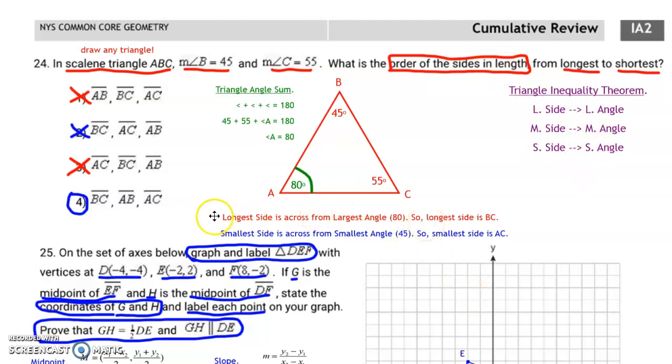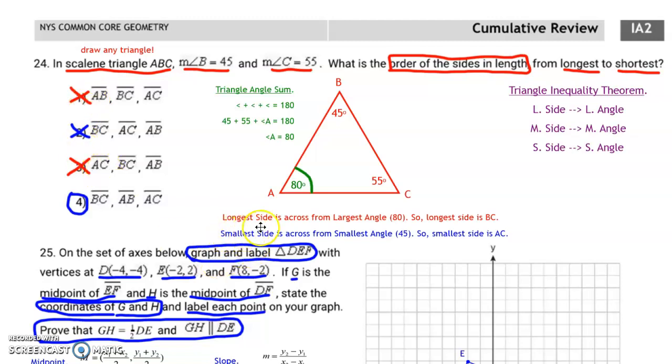For example, in red here it says the longest side has to be across from the largest angle, which is 80 degrees. So the longest side has to be across the triangle, boom, BC. That's the longest side. Why did I cross off answer choice 1 and answer choice 3? Because it asks me to do it from longest to shortest, and I know that the longest side is going to be BC. That means it can't be AB, and it can't be AC.